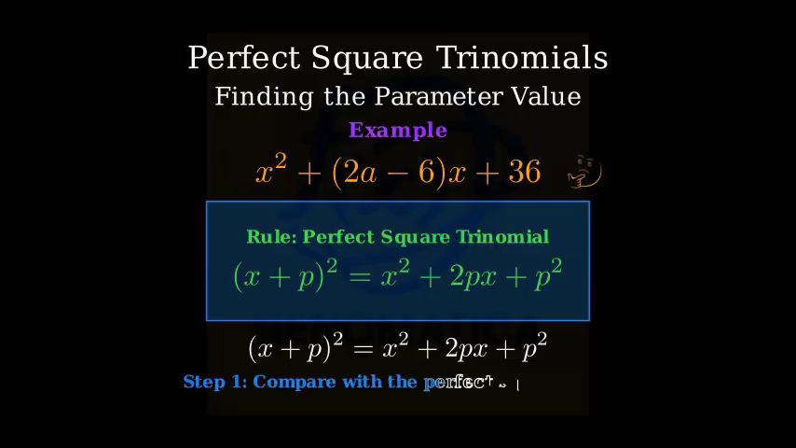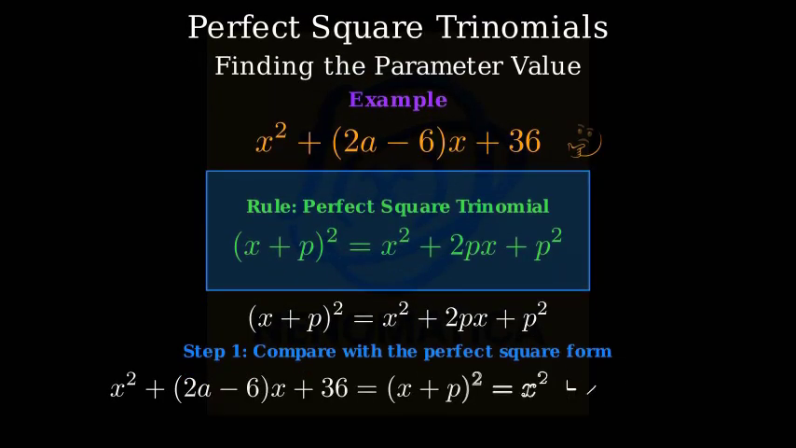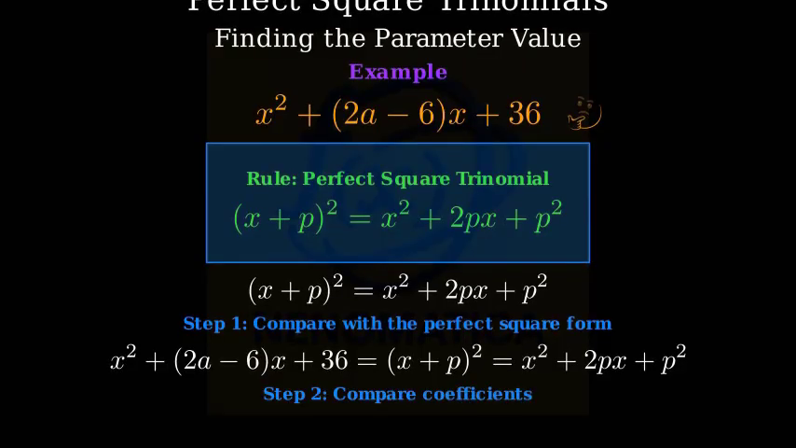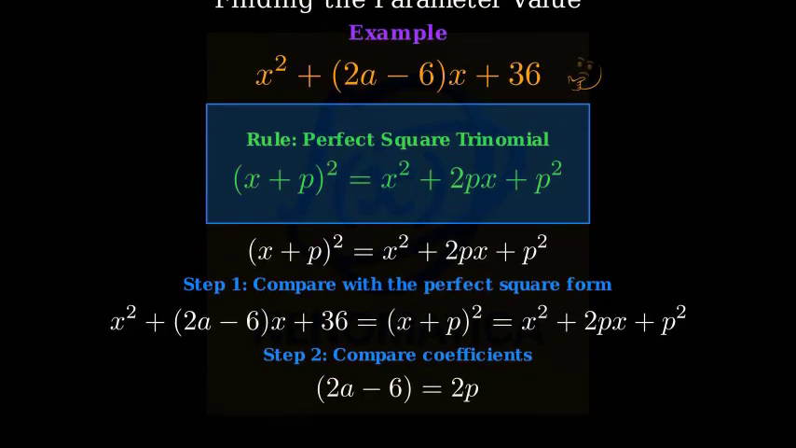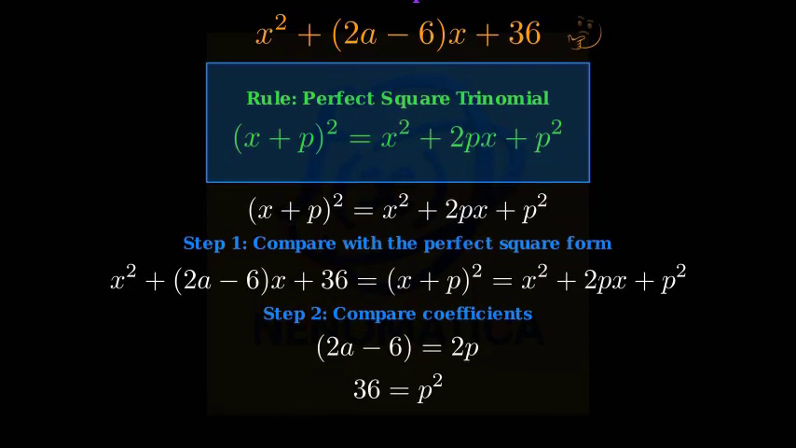Let's assume our expression x squared plus (2a minus 6) times x plus 36 equals (x plus some number p) squared. If we expand the right side, we get x squared plus 2px plus p squared. Now we can compare the coefficients on both sides of the equation. For this to be a perfect square trinomial, the coefficient of x must be 2p, and the constant term must be p squared. So we get 2a minus 6 equals 2p, and 36 equals p squared.